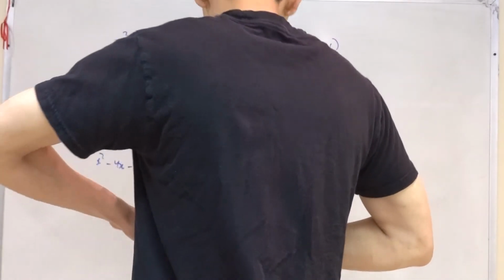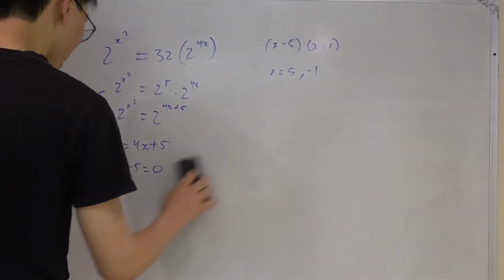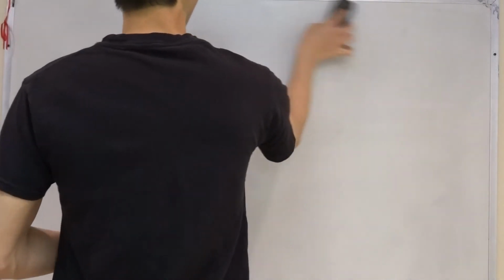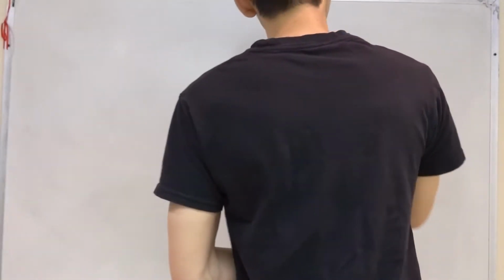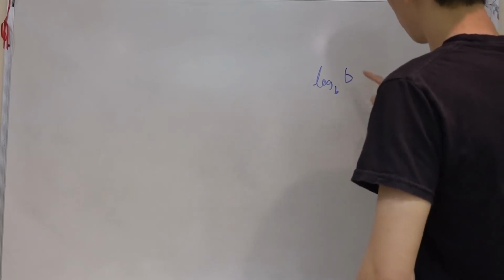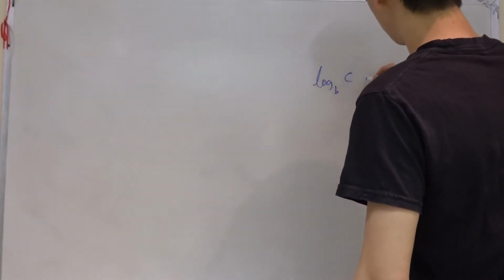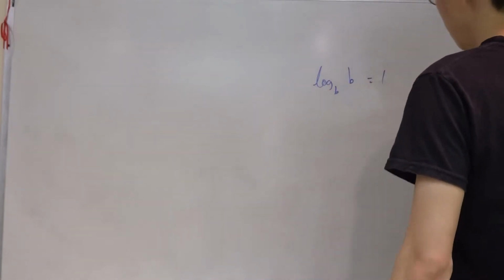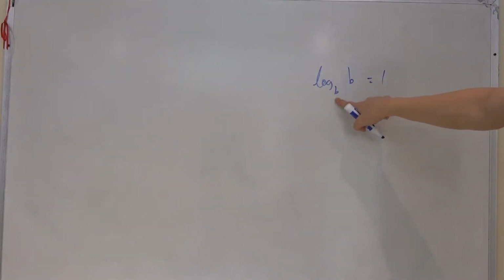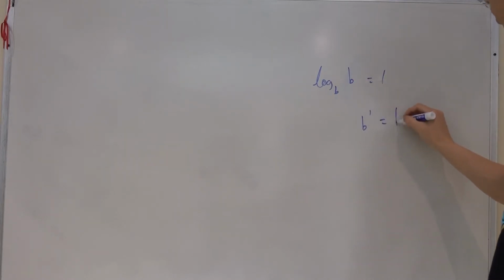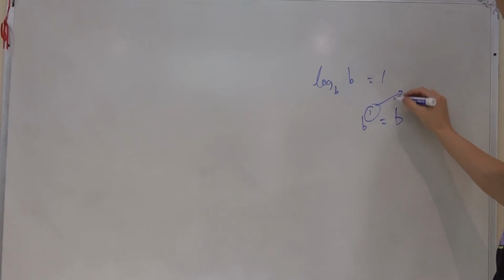Next up, we're going to try the question where we're going to need logarithms. So before we do that, I just want to remind you of the key fact that we need to use: log to the base b of b is equal to 1. Remember, the exponent that I need to raise b to in order to get b is 1. Okay, remember, the answer is the exponent.